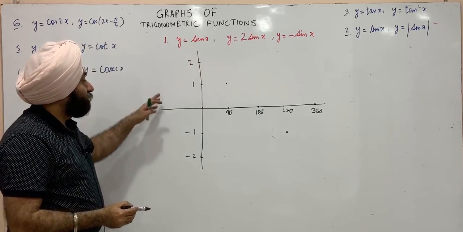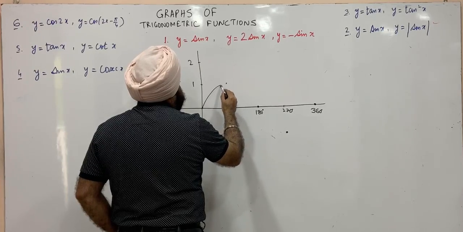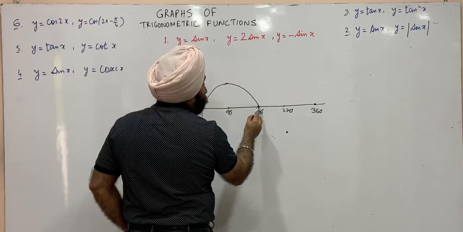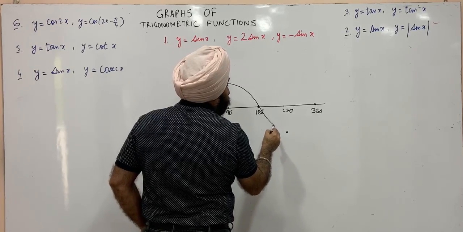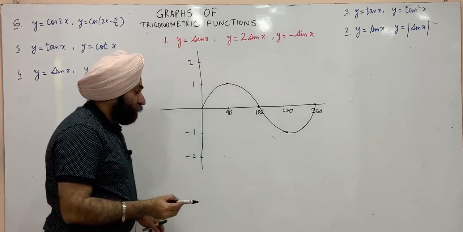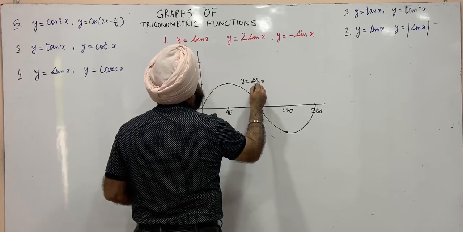So in the last class we learned the graph of this function is like this: a sine wave, then at 180 it's 0, sine of 270 is minus 1, this is sine of 360. So this is the graph of y is equal to sine of x.